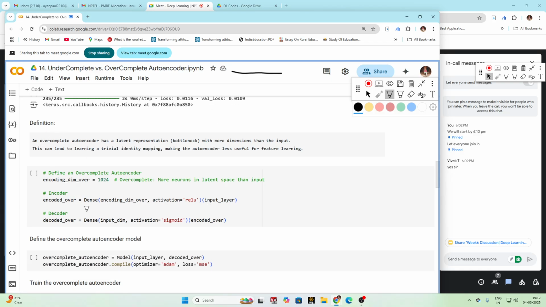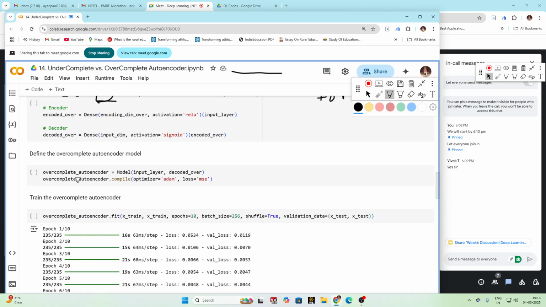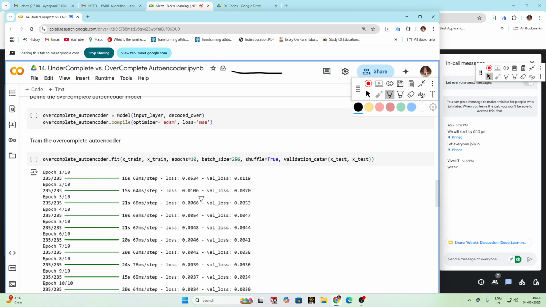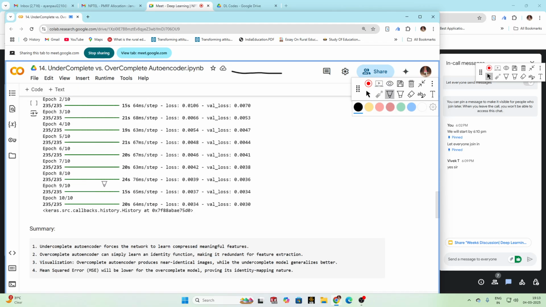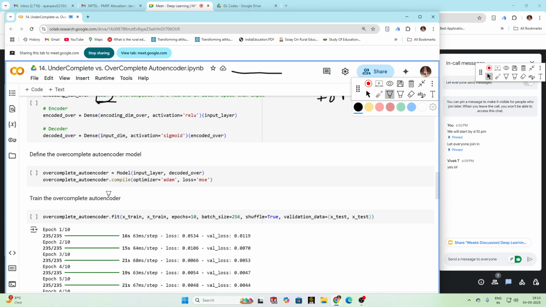Now I will be defining an overcomplete autoencoder. In an overcomplete autoencoder, the encoding dimension, or number of neurons in the encoding layer, will be greater than the number of neurons in the input layer. The number of neurons in the input layer was 784, that is 28 by 28. And here, as we are using an overcomplete autoencoder, I am using 1024 neurons in the encoding layer, which is greater than 784. Then again the same process: I have compiled the model and trained the model. So that is how you can train an over complete and an under complete autoencoder.